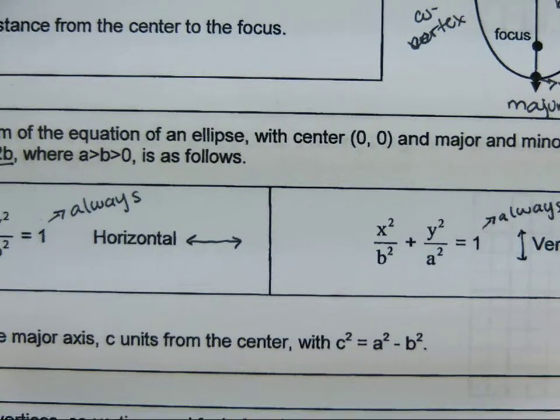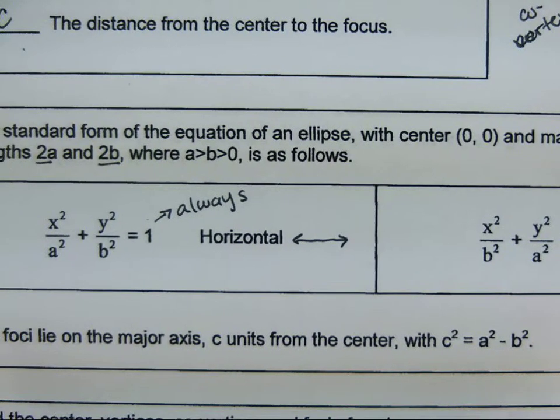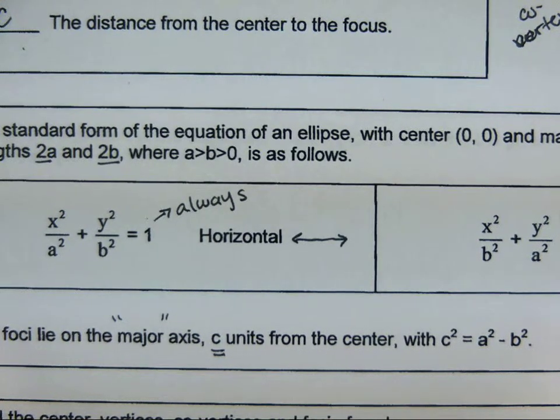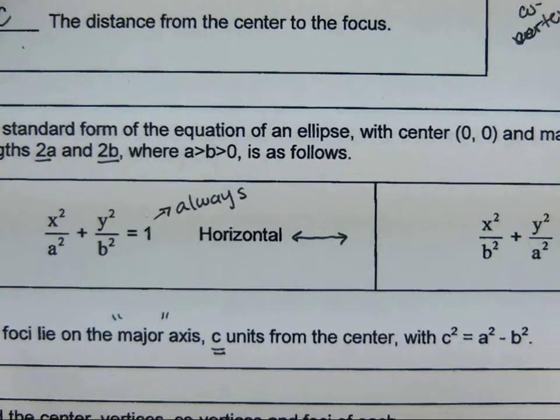Now, to be able to find your foci, or that letter C, you have this special equation right here. Because the foci lie specifically on the major axis, and there are C units from the center, we have a formula, A squared minus B squared equals C squared, so that we can find that. So let's do a couple of small graphs so you can see what you're going to be expected to do.